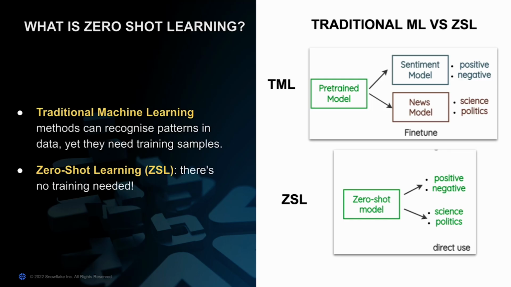So what is zero-shot learning? To make it quite simple, traditional machine learning methods can detect, recognize patterns in data, in objects, yet you do need to train your samples. It does take some time. With zero-shot learning algorithm, there's no training needed. So you can actually, with a pre-trained model, get your predicted results on the fly.